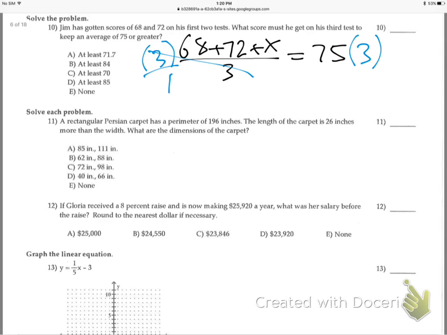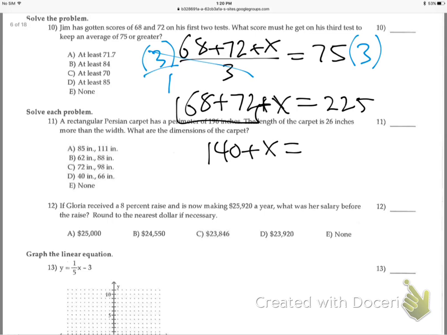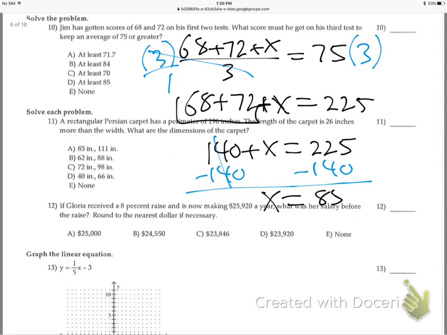And then what do we get? 68 plus 72 plus x is, what's 3 times 75? 225. Add these together here. So 140 plus x is 225. Last step to solve, minus 140. X is 85. 85 or greater. That good? Remember the average one? We've seen it in homework. We saw it in lecture. We saw it in homework. We saw it in a quiz. We've seen it on a practice exam. I hope you're ready for it if it comes up tomorrow.